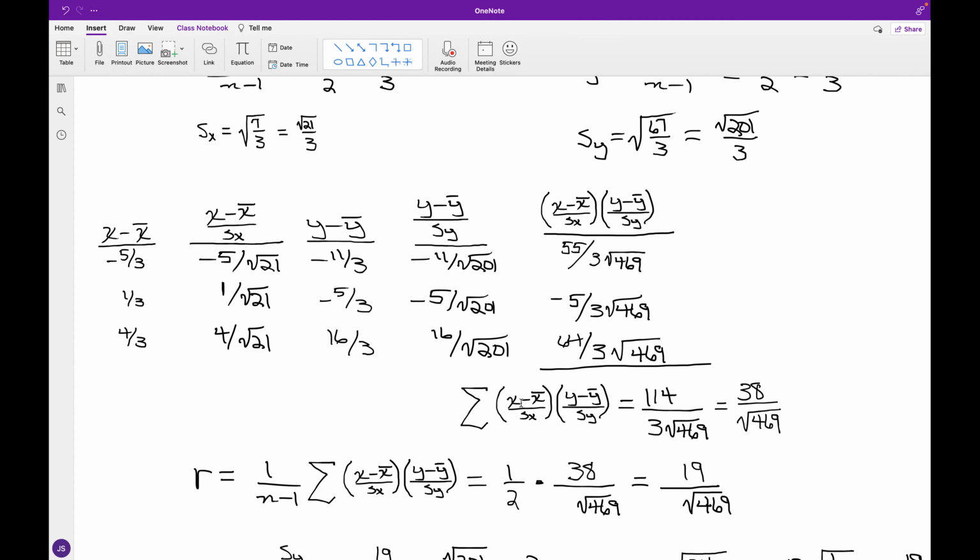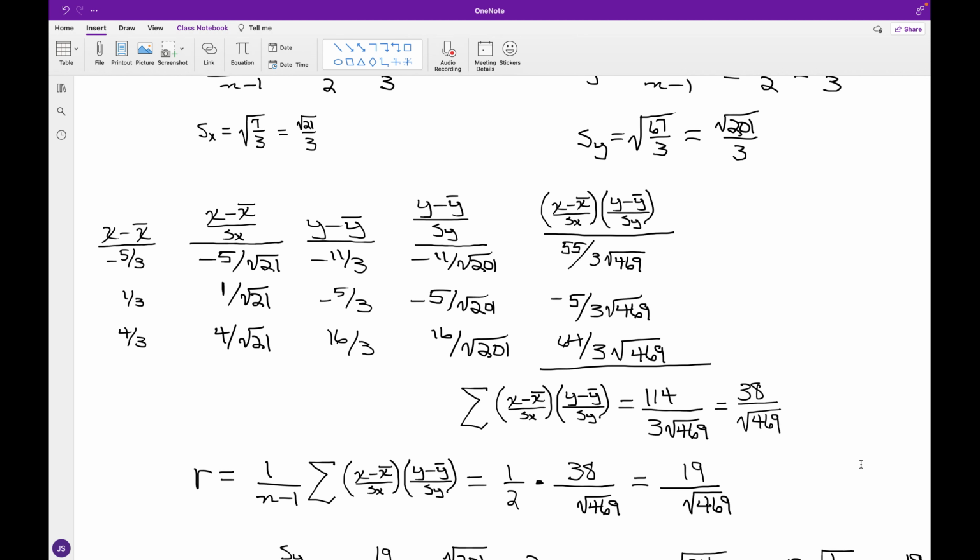And taking the sum of the products in this particular case, I have 55 minus 5 is 50, plus 64 is 114, divided by 3 over the square root of 469. So this will come out to 38 over the square root of 469.